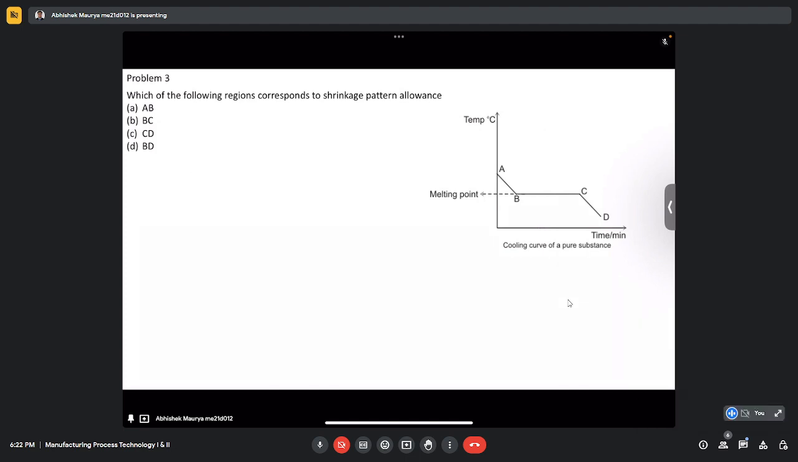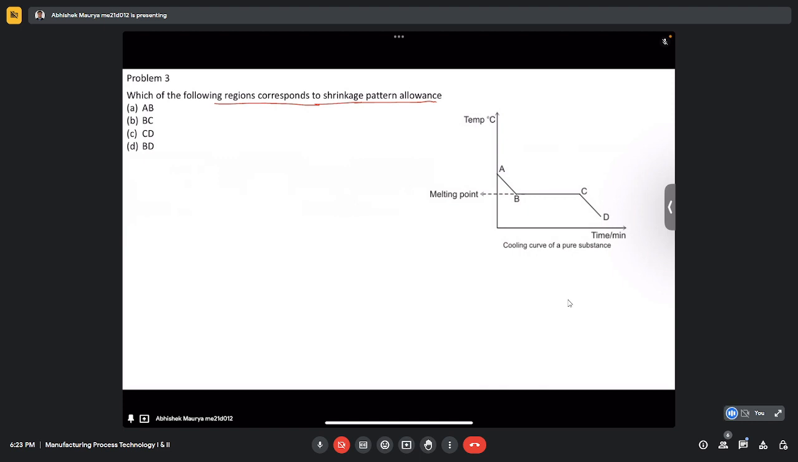Okay, so let's discuss it together. Which of the following regions corresponds to the shrinkage pattern allowance? It is a problem from the casting method. In casting, we take material, melt it a little higher than its melting point, which is called the superheat, and pour the superheated molten material inside the mold in order to make the desired shape.